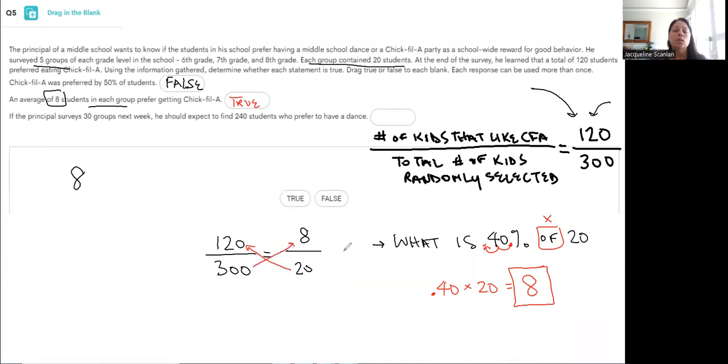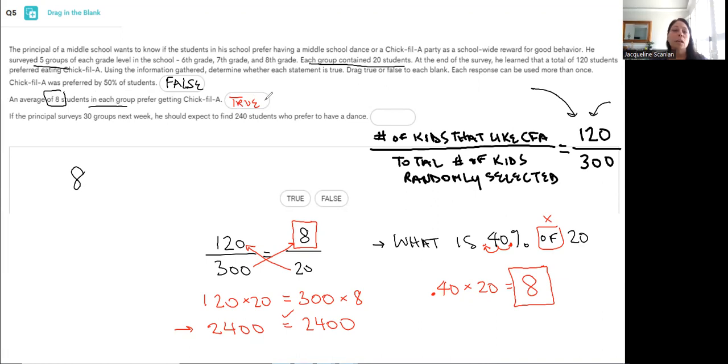To figure out if these 2 fractions are equal, there are 3 different things I could do. The easiest, in my opinion, is cross products, because it's what you're used to and what we keep reviewing. So I'm going to do 120 times 20 and see, is that the same as 300 times 8? I'm going to use my calculator. 120 times 20 is 2,400. And 300 times 8 is also 2,400. So this statement proves that 8 is the correct number out of 20 that prefer Chick-fil-A. Because this gave me a true statement, this answer up here is true.